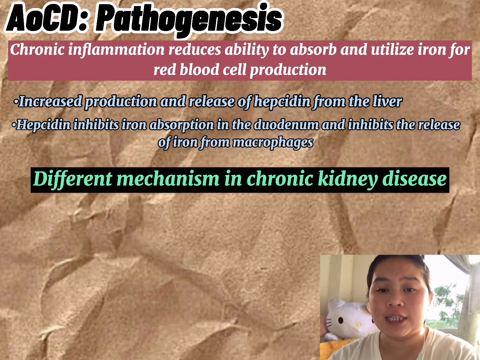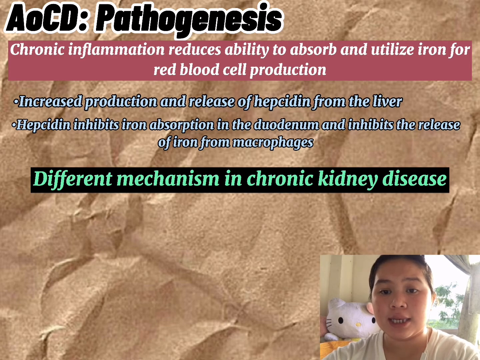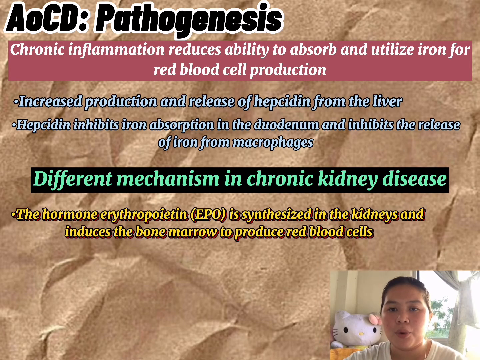Now, I mentioned this in the previous slide, but there's a slightly different mechanism as to why anemia occurs in chronic kidney disease. The hormone erythropoietin, or EPO, is a hormone that's synthesized in the kidneys and acts on the bone marrow, which is the site of red blood cell production. It acts on the bone marrow to produce red blood cells.